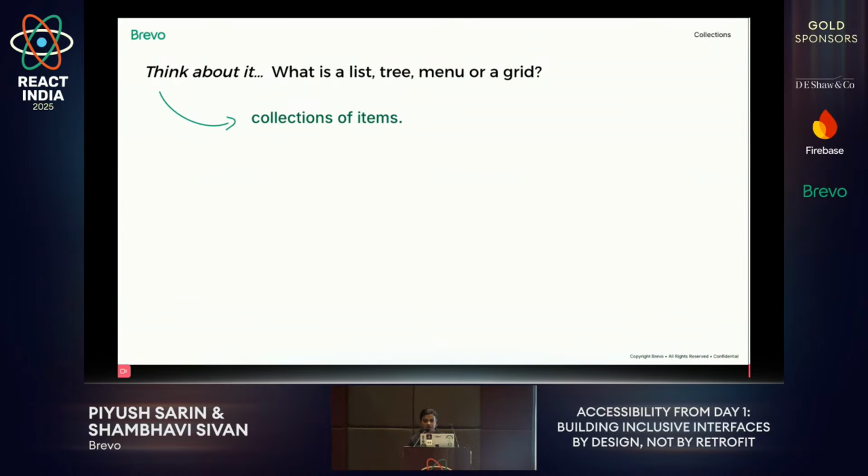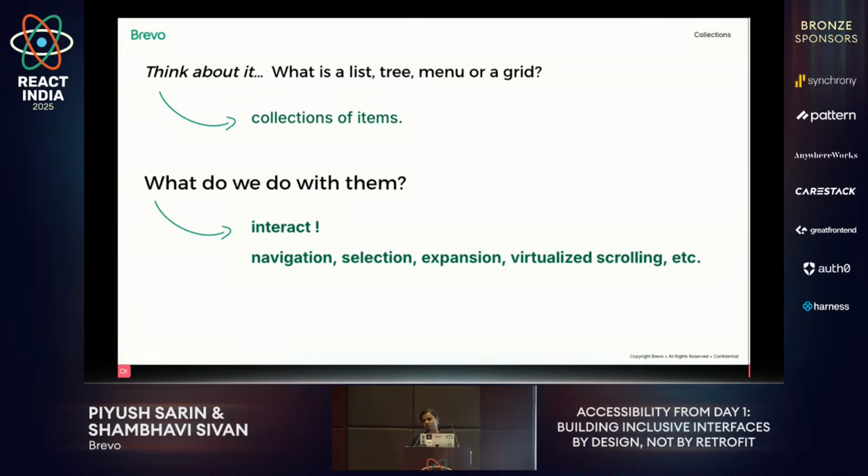So think about it. What is a list or a tree or a menu or a grid that I told you about? It's just a collection of items, right? Nothing fancy, just a group of items, that's it. And what do you do with these group of items? You interact with them, of course.